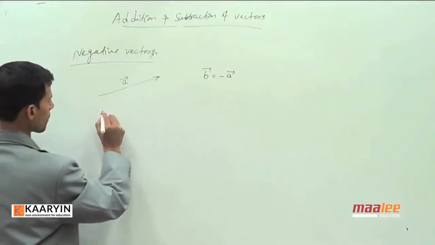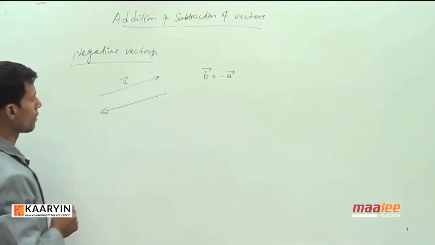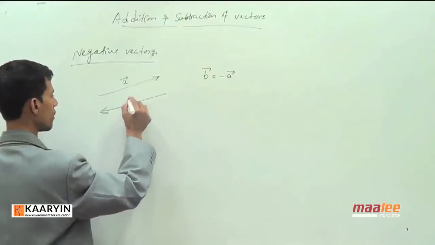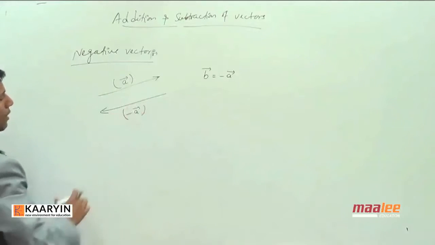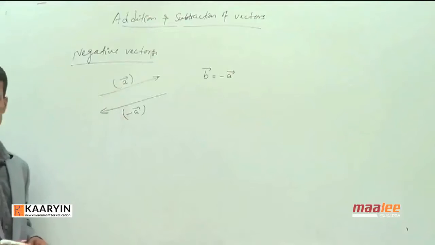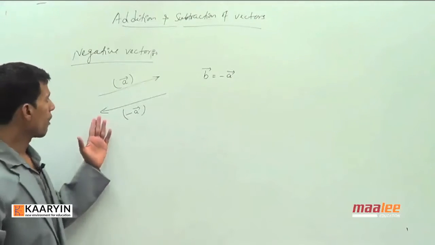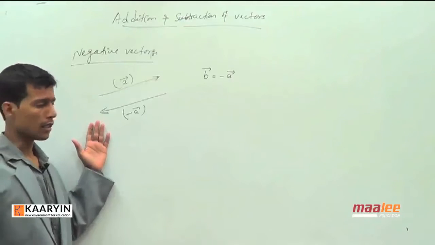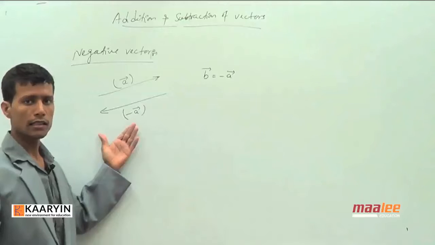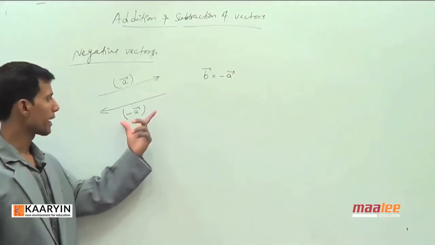Then the direction of vector B should be anti-parallel to the direction of A. So this becomes vector B, or you can say negative vector A. So if you want to draw the negative of a vector, the length of the vector should remain the same, only the direction has to be anti-parallel. So it is called a negative vector.